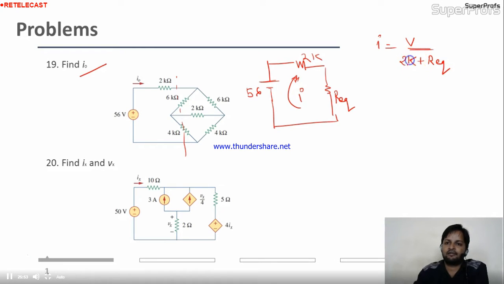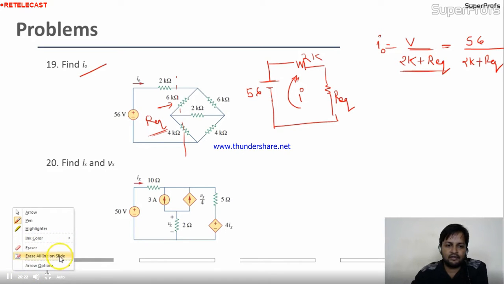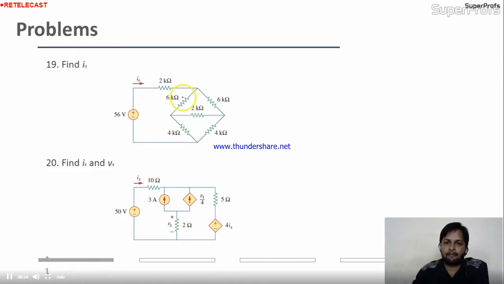Is it okay? They are in series, 2K and the R equivalent. So I am adding these two terms, 2K and R equivalent. Where V is this 56. So I is 56 over 2K plus R equivalent, and this I is nothing but your I naught. Now, our new task is to find out the R equivalent. So we will solve this circuit for R equivalent only.